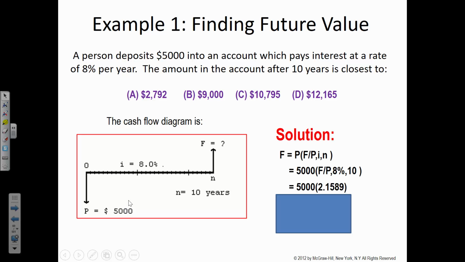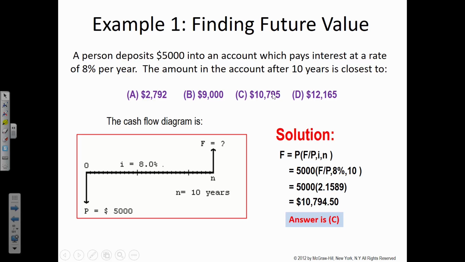So here in the solution you can see we have 5,000 times what's in the brackets there. And we could substitute the number 2.1589 for what's in the brackets because, remember, we think of what's in the brackets as a ratio. It's the ratio of future to present. So if we multiply that ratio by the present, then it gives us the future. It's just kind of an algebraic manipulation there. And so that amount is 10,795 after 10 years. Okay?